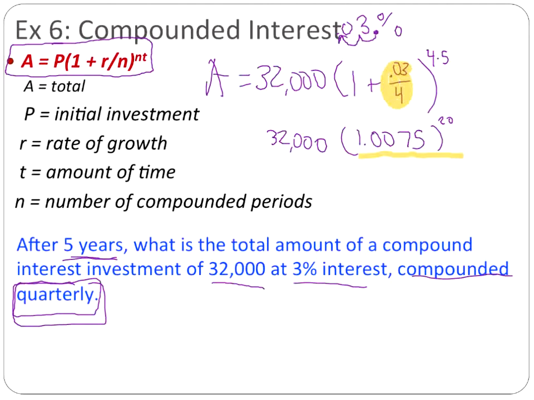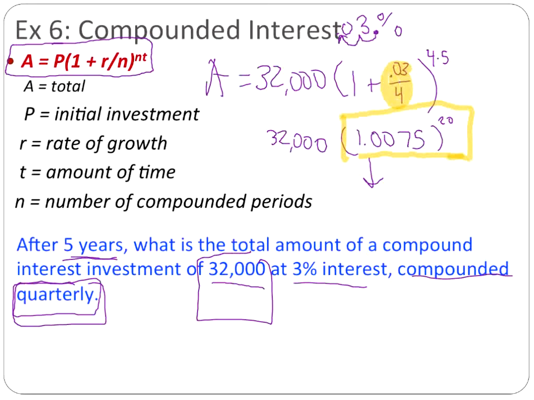constant, 1.0075, and then do the exponent. Perfect job. So whenever you are using calculators, you have to do order of operations for your calculator. So we have to do the part to the exponent first. Always hit enter, and then do times 32,000. And let's see what you guys got.